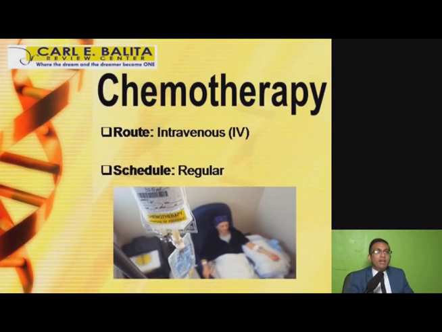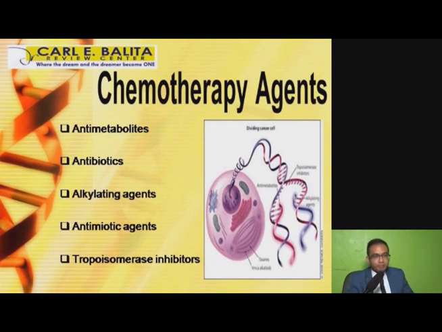Now, what is the usual route? The usual route for chemotherapy is your IV, intravenous. Ano po? And usually, they have cycles and a regular schedule for your chemotherapy. Now, what are those different chemotherapeutic agents? Okay, next slide, please. First, you have your anti-metabolites, antibiotics, alkylating agents, anti-meiotic agents, and topoisomerase inhibitors.